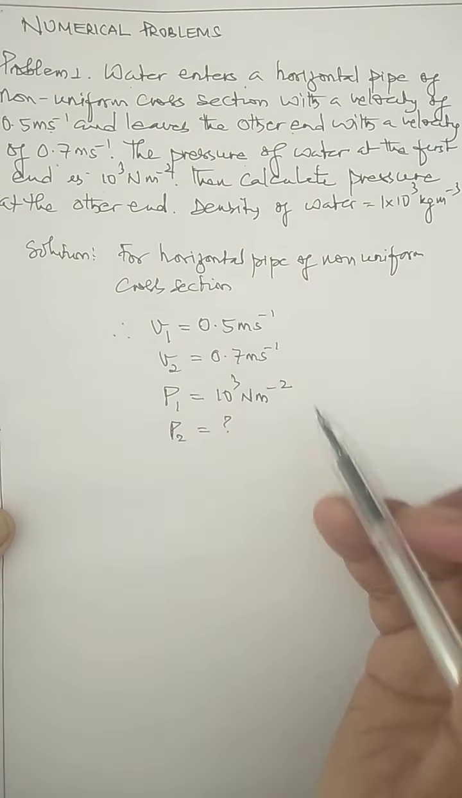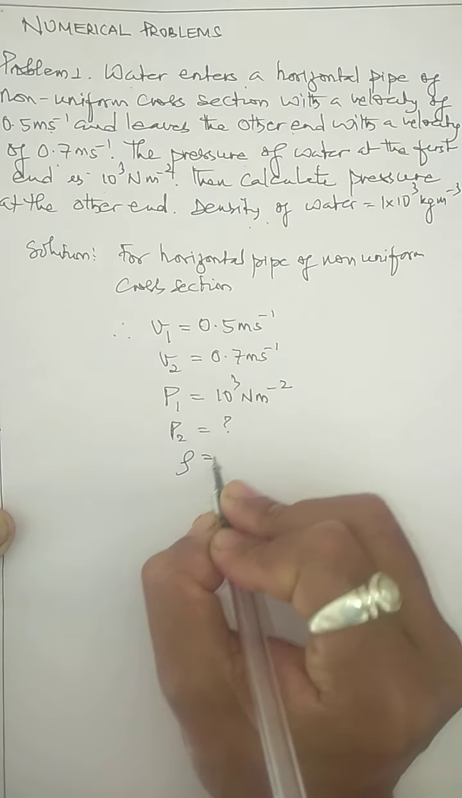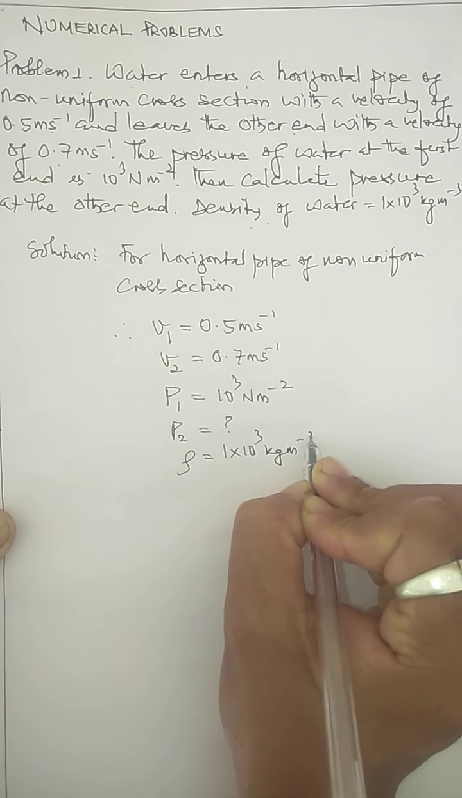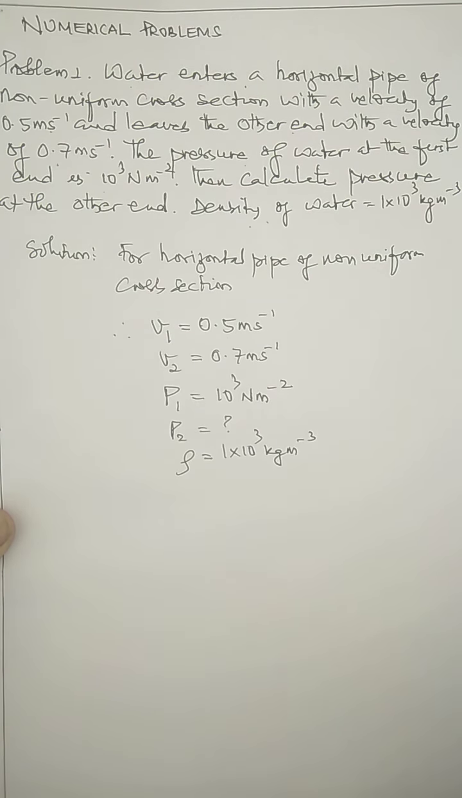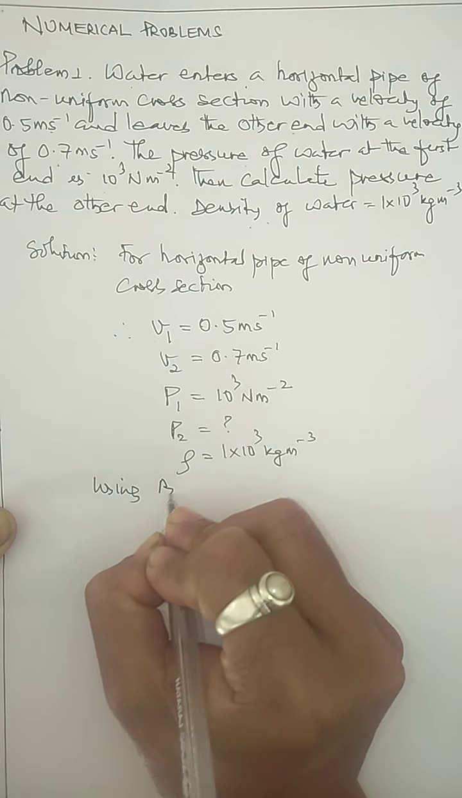But what is flowing? Water is flowing, and water has a density. And you know the density of water, that is 1 into 10 to the power 3 kg per meter cube. So when the water flows in a horizontal pipe, the total energy per unit volume remains constant. As I said already, there are only two energies per unit volume that remain constant: pressure energy per unit volume and kinetic energy per unit volume. So what do I do? I write down using Bernoulli's theorem.